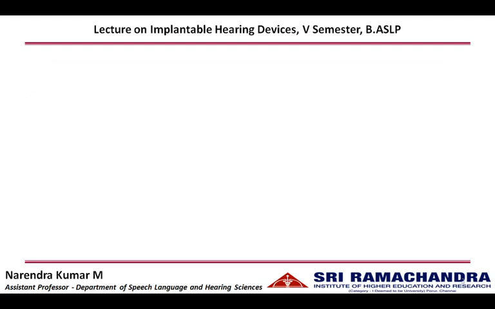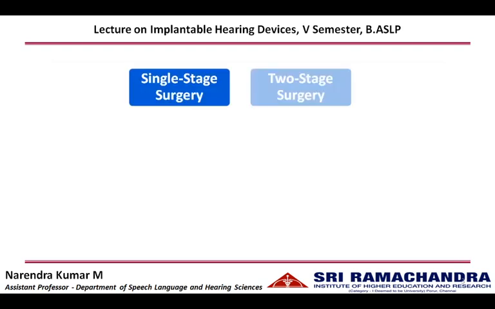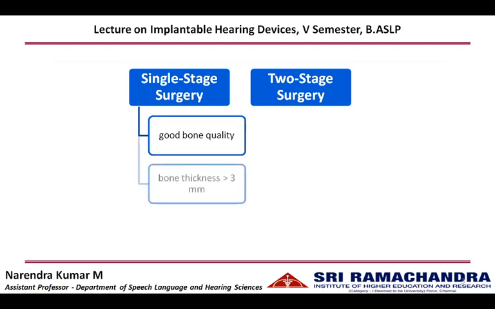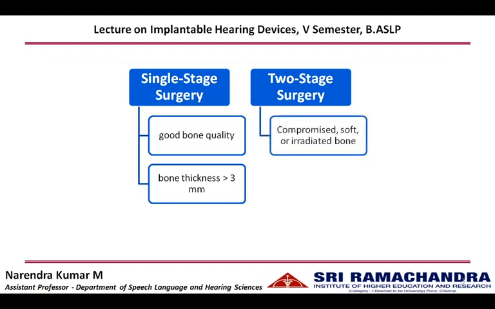With respect to single stage or two stage surgery, whenever the cortical bone thickness is greater than 3 mm or the cortical bone quality is good, then the surgeons will go for a single stage surgery. When the cortical bone is compromised, soft or irradiated, or if the thickness of the bone is less than 3 mm, then the surgeons opt for two-stage surgery.